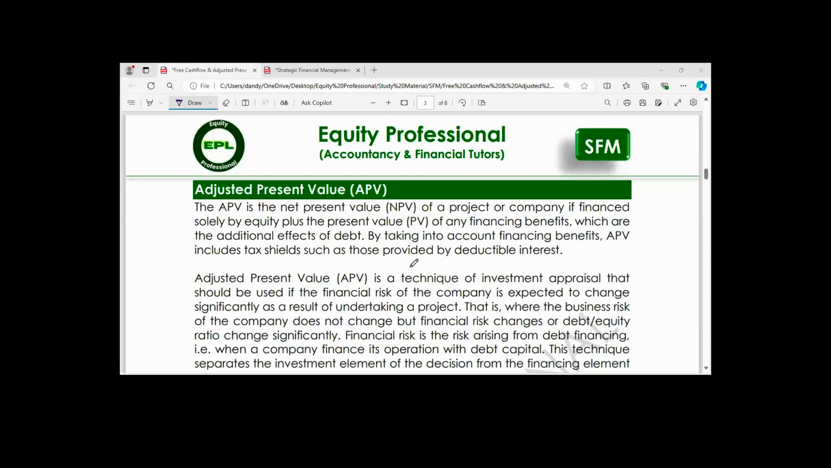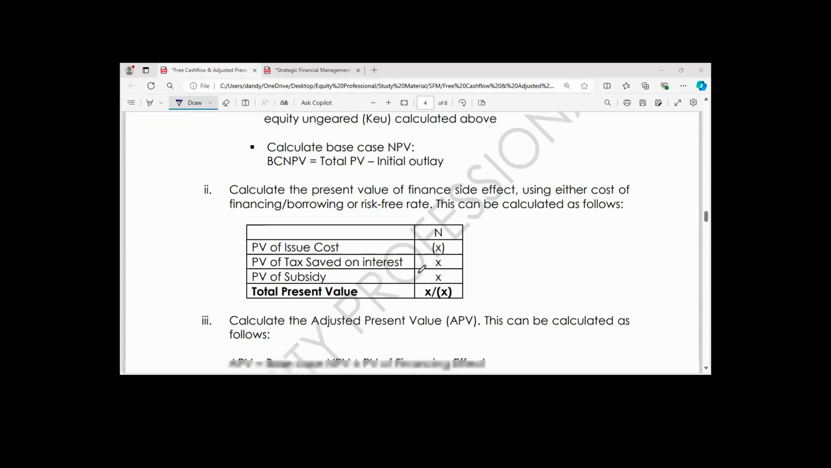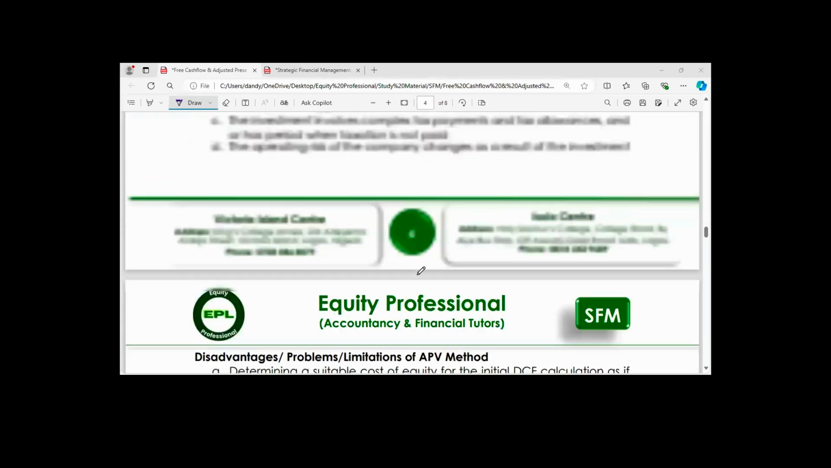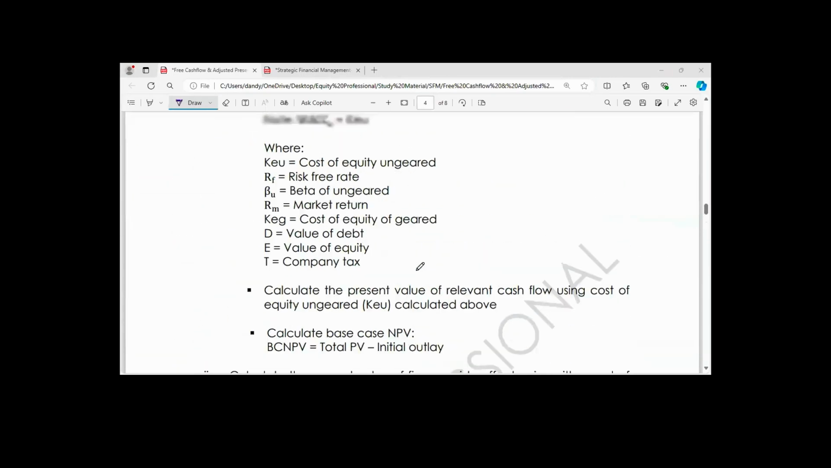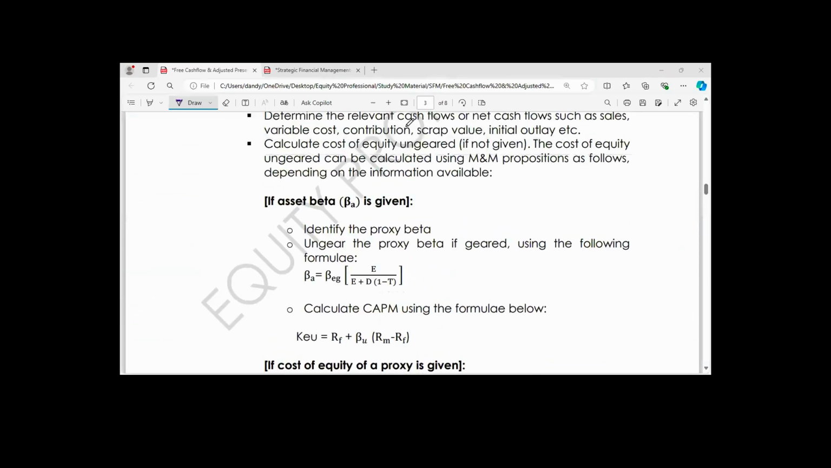So let's do it this way. Let's forget about what you have in this material. Let me explain to you in detail what you need to do as far as APV is concerned. So you follow me the way I'll be dishing it out to you step by step. Then thereafter, we are going to have an illustration. Let me stop sharing this, then I'll move to the working notes.